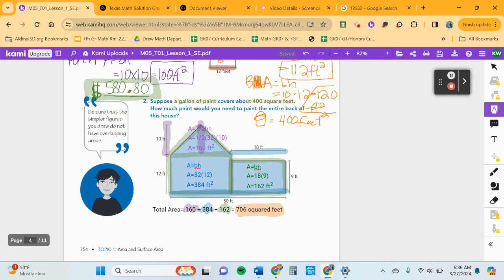But that's not what the question asks us. The question asks, how much paint would you need to paint the entire back of this house? So think about it. How many cans or how many gallons of paint would you need? If 1 gallon covers 400 feet, how many cans would you need?